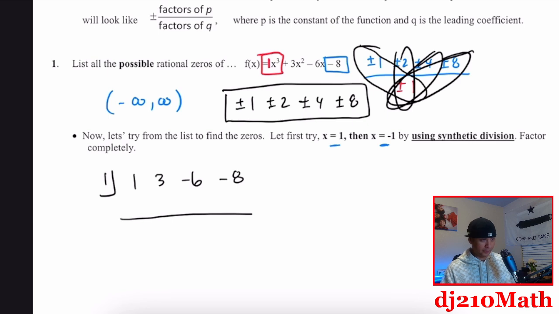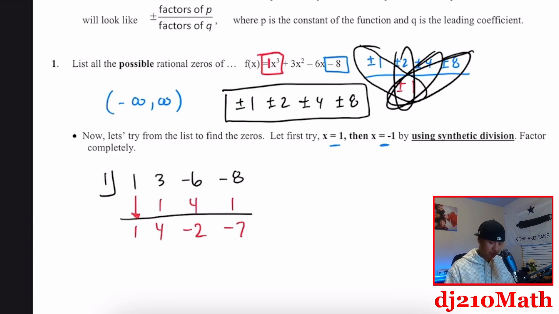You take all the coefficients, and we start the synthetic process. Always bring the first number down. And then you multiply 1 times 1. Write that here. And then you add 3 plus 1. Multiply times 1, plus negative 6 times 1. And then plus negative 8. This comes out to negative 7.